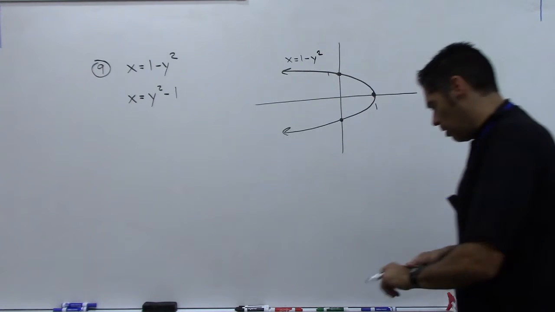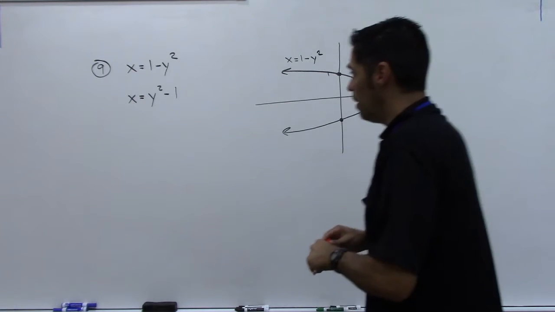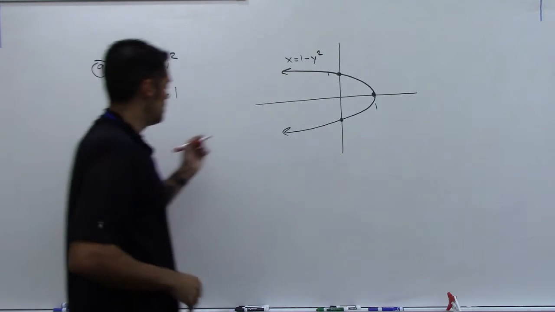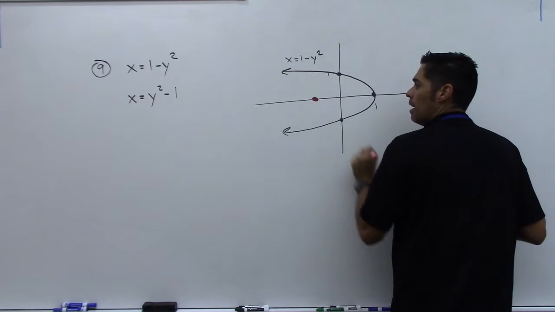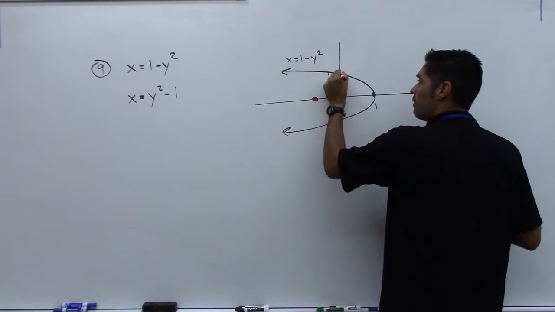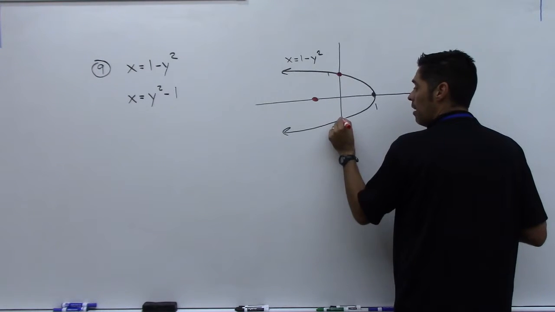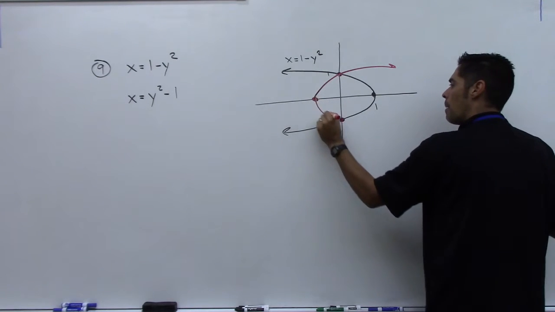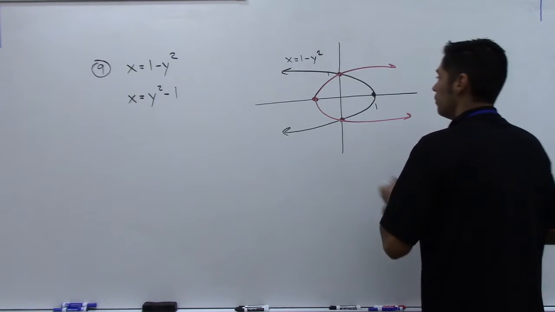Then we have another parabola. I'll do it in a different color. I'll do it in red. This one, if you plug in 0 for y, you get -1 for x. So you're here instead. 0 for y is right here, -1 for x is here. If I plug in 1 for y, I get 0 for x, so I'm here. And if I plug in -1 for y, I also get 0, which puts me here. And this parabola opens this way. So the region is pretty clear that it's right in here.